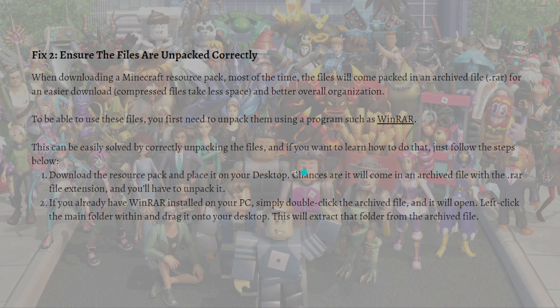And if you want to learn how to do that, just follow these steps below right here. Just download the resource pack and place it on your desktop, and chances are it will come in an archive file with the .rar file extension. So you'll have to unpack it. If you already have WinRAR installed on your PC, simply double click the archive file and it will open. Left click on the main folder within, and drag it onto your desktop. This will extract that folder from the archive file.